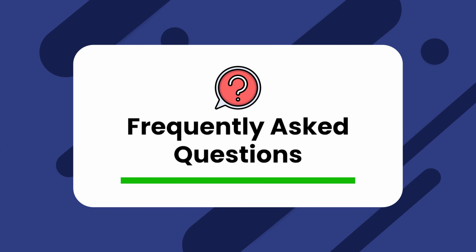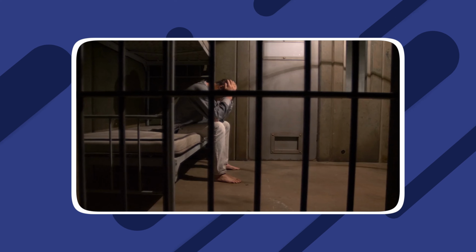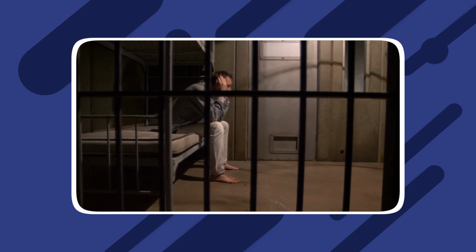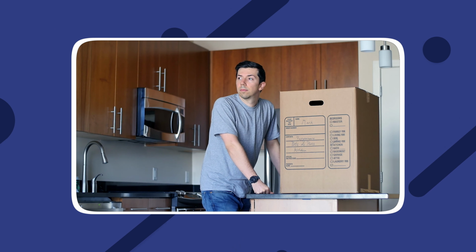And finally, here are some frequently asked questions. Number 1 is, can you kick someone out without an eviction notice in Tennessee? The answer is no. The landlord cannot force a tenant to move out without an eviction notice. They could be convicted for forceful eviction of a tenant in Tennessee if they skip the proper eviction processes and fail to give the tenant an eviction notice.